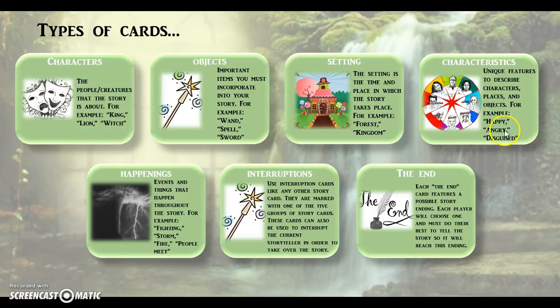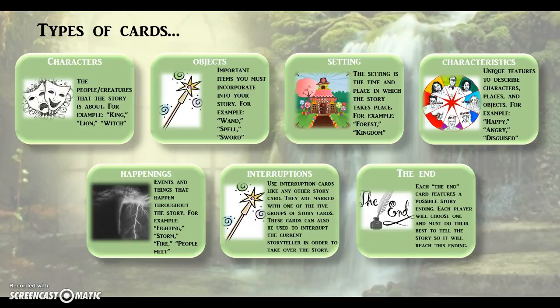Characters. On these cards, players might have to incorporate descriptions about their characters, settings, and objects. There are happenings cards. These are events and things that happen, for example, fighting or a storm or a fire. And then we have interruption cards. These cards will have any of the already mentioned elements, but they can also act as a wild card of sorts. If a player has an interruption card and is not the storyteller, they can steal or take over the story by appropriately using the element on the interruption card.